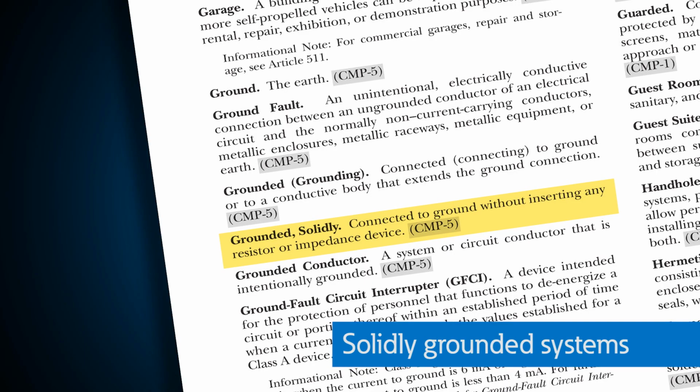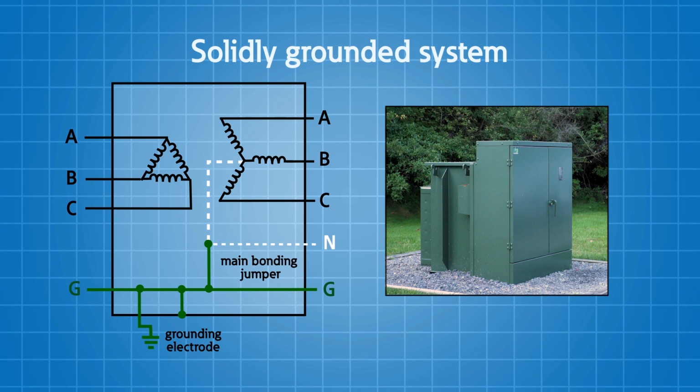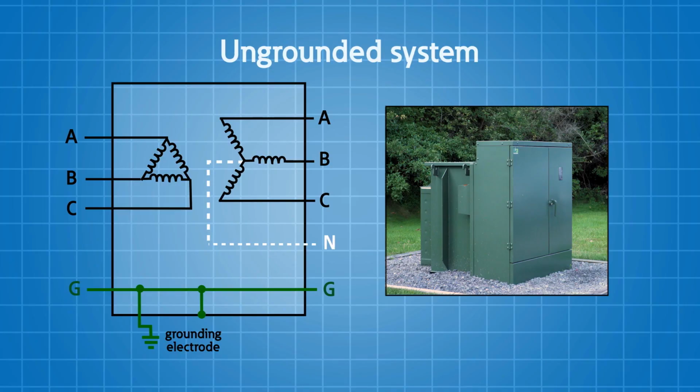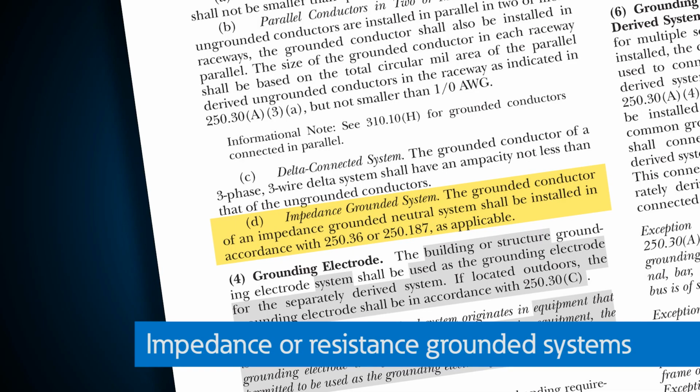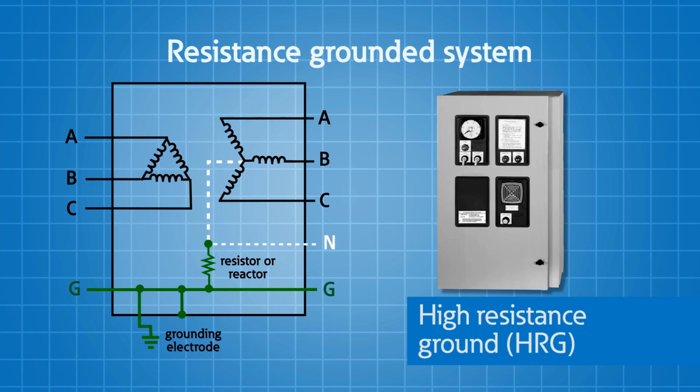Solidly grounded, when we use that type of terminology or that type of a system, we have a solid connection to the earth at some point in the power distribution system. There's no resistor or impedance inserted in that connection point. Ungrounded systems are just that. There's no connection to ground or a conductive body that extends that ground connection. We're insulated from ground. Your impedance or resistive grounded systems are systems that are connected to the ground, to the earth, through an impedance.